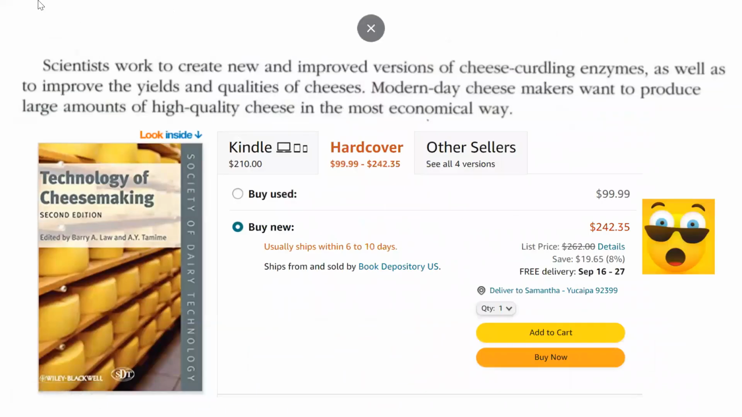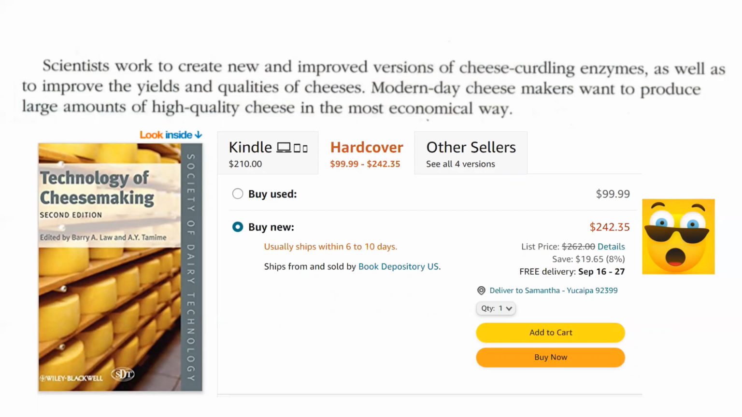Actually, I'm going to read this part to you. We're going to skip to the end of the background section. Scientists work to create new and improved versions of cheese curdling enzymes, as well as to improve the yields and qualities of cheeses. Modern day cheesemakers want to produce large amounts of high quality cheese in the most economical way.